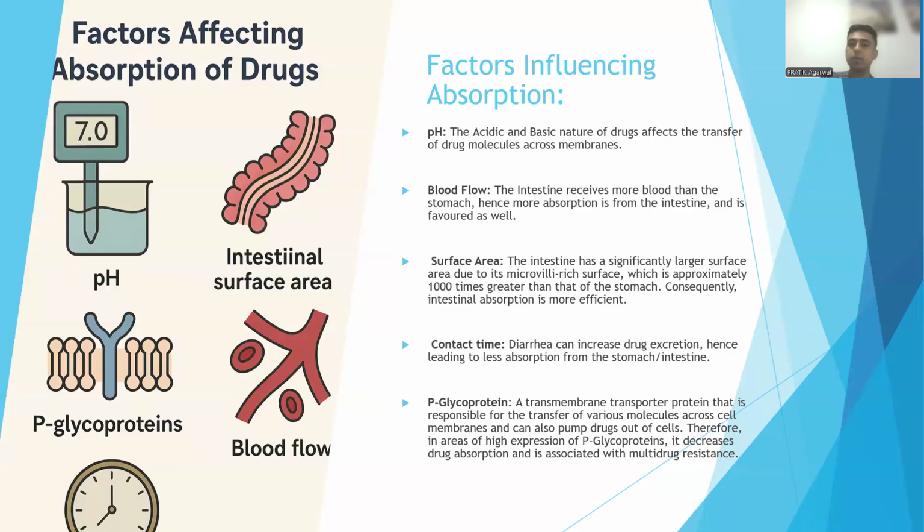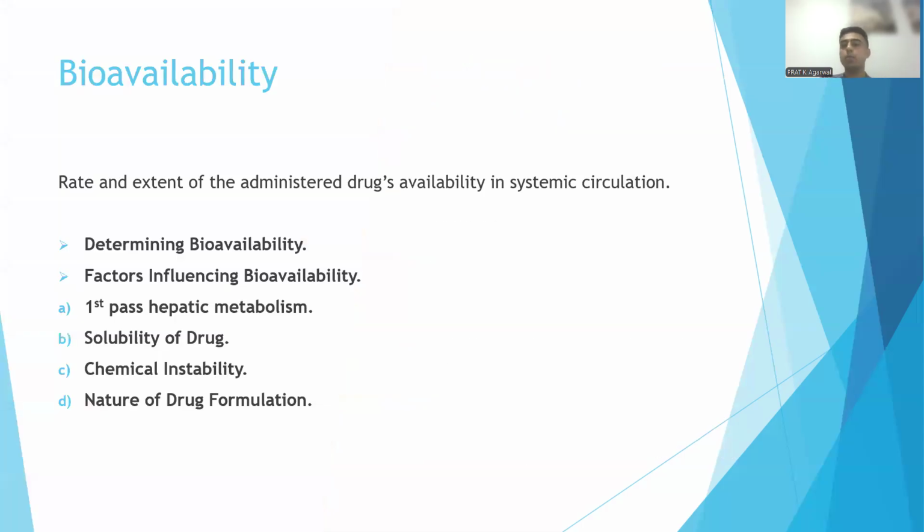Now, as we have learned about different types of mechanism through which drugs are involved and the factors affecting it, we'll touch base upon the last topic of our lecture, which is bioavailability. We all know that bioavailability is the extent to which our drug is absorbed, or the amount of drug that is received by the target organ in comparison to systemic circulation.